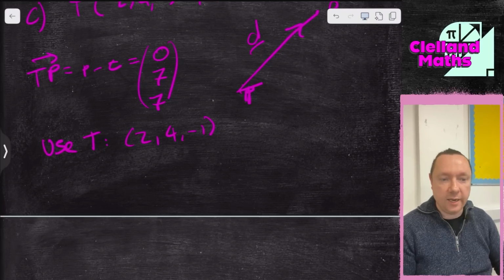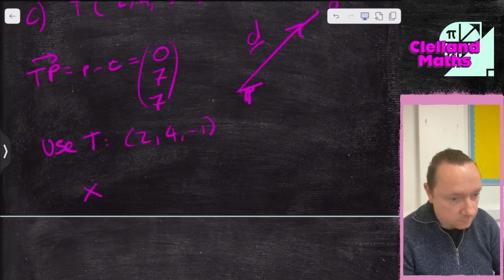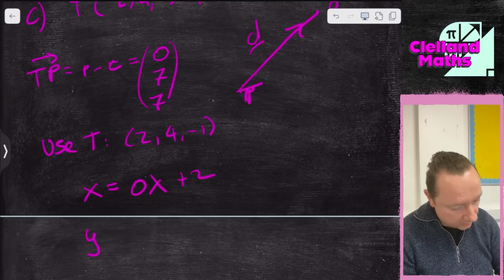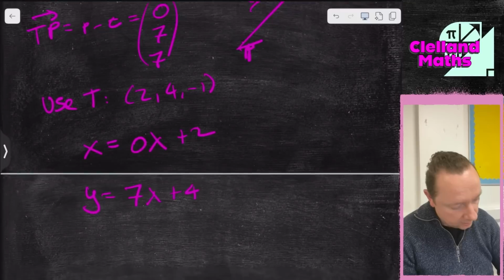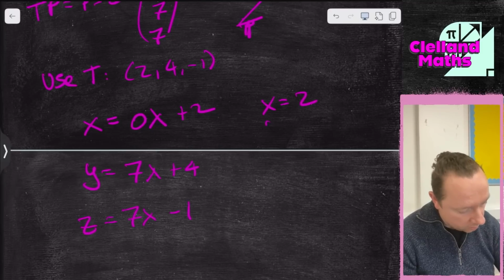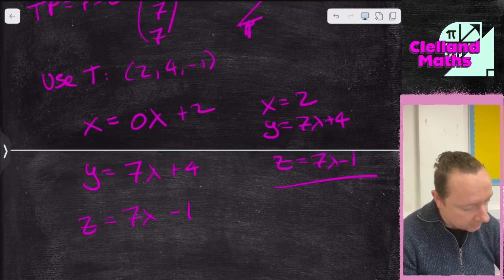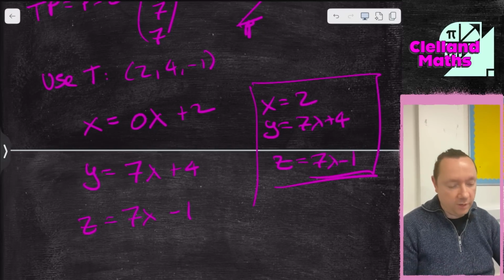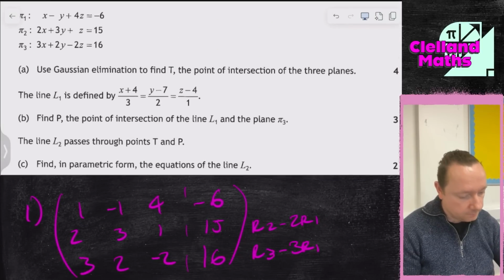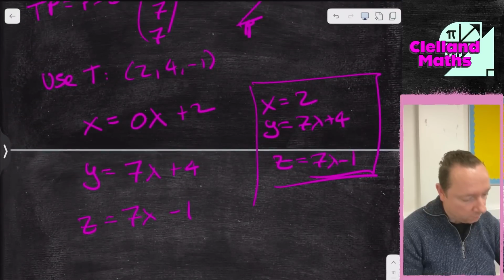Then we can just say our equation then is x equals, so we've got 0, 7, 7, so 0 lambda plus 2. For y, we've got 7 lambda plus 4. And for z, we've also got 7 lambda, but then it's minus 1. So in other words, x equals 2, y equals 7 lambda plus 4, and z equals 7 lambda minus 1 is an equation of the line. It doesn't say in any particular form, parametric form. Well, that is parametric form, so we're done there.